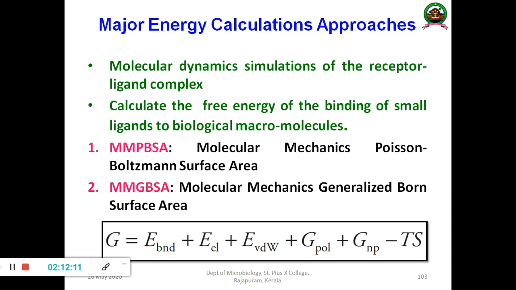MD simulation is one of the most important steps. It is a very time-consuming process. A lot of computational facility is required. Generally people require a lot of high-end servers and all those things.